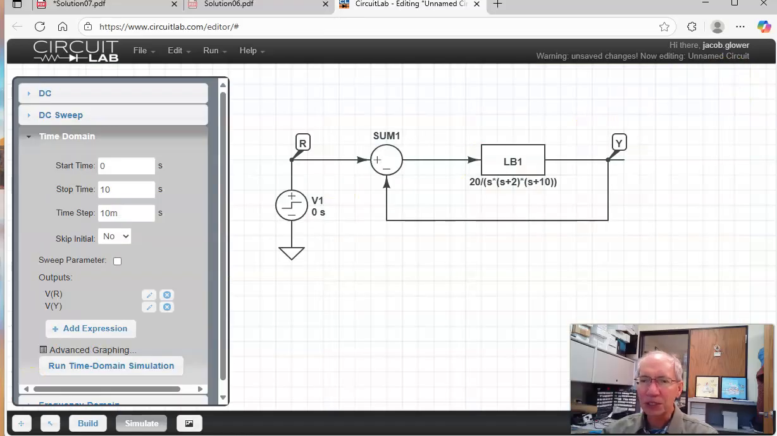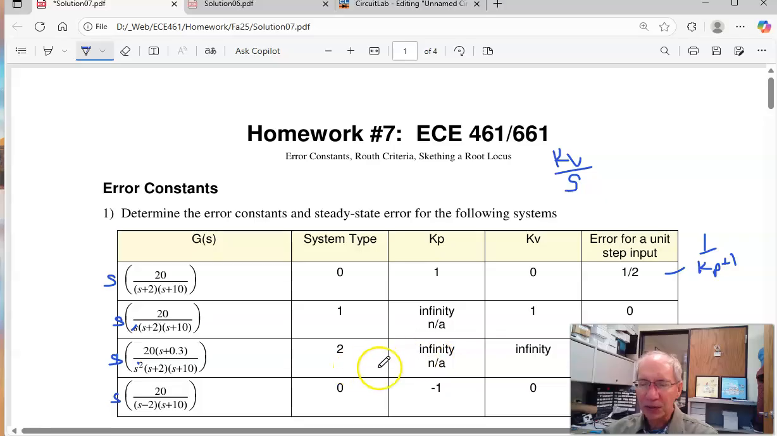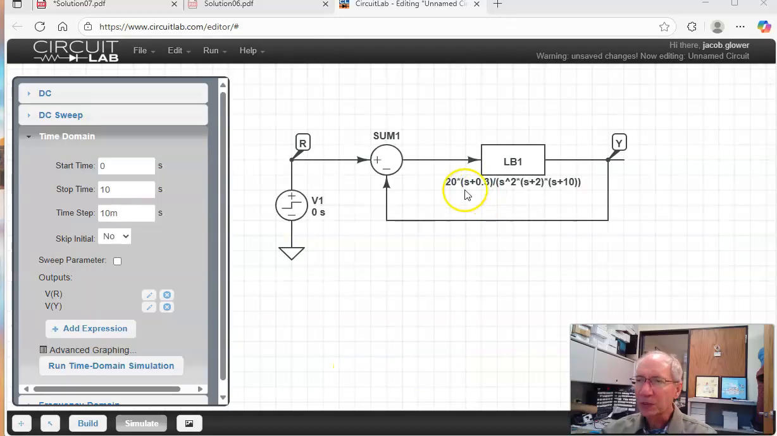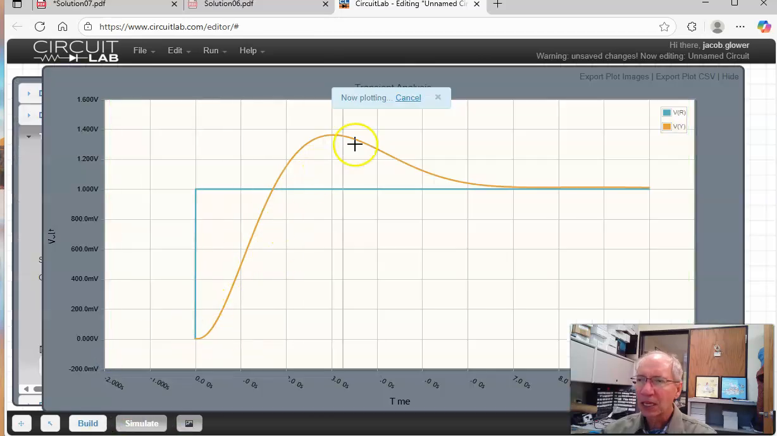Make that a type 2 system. Well, on paper, a type 2 system should have no error per step input. So in Circuit Lab, 20, s plus 0.3 over s squared, s plus 2, s plus 10. Run. And type 2 systems are hard to stabilize, but this one actually was stable. It also winds up with no error per step input.